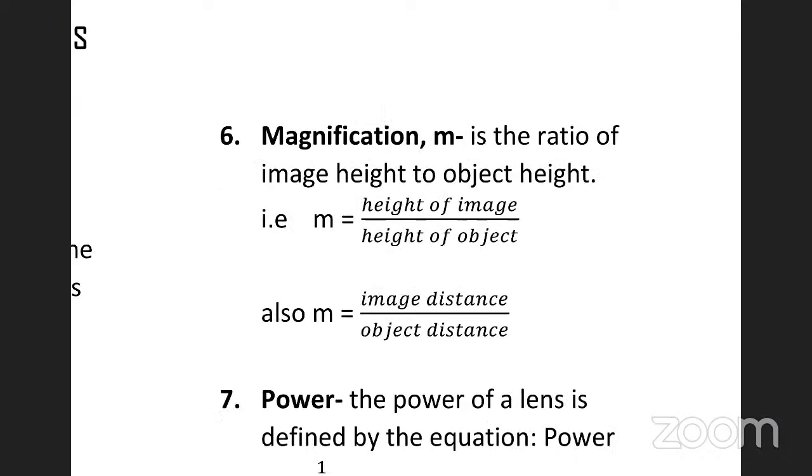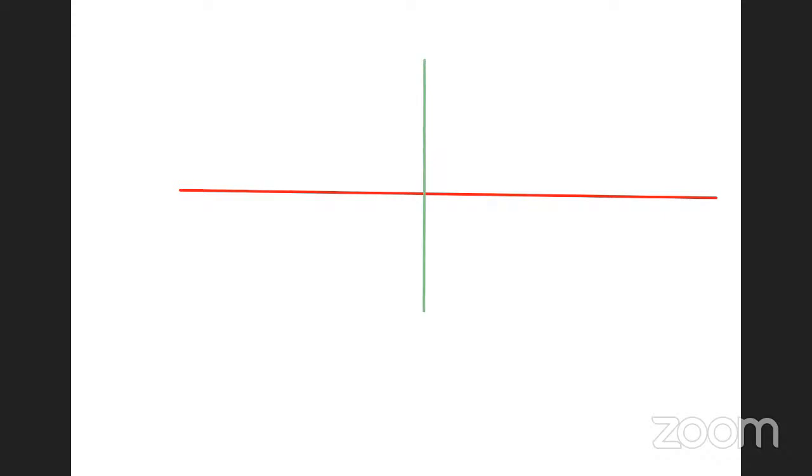Now for some things that we have to run through. Magnification is the height of the image over the height of the object, or image distance over object distance. This is v over u. I just want to point out something here. You may remember this from Form 5 or may not. You have a principal axis, you have your lens, that's a convergent lens, and we have a distance f here, and a distance 2f. Here's f as well, and here's 2f.